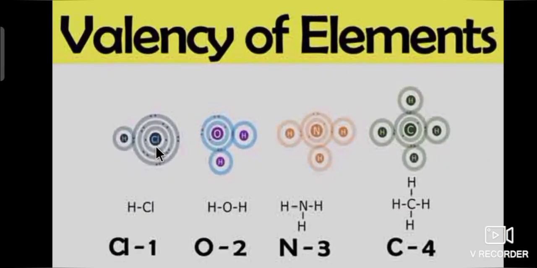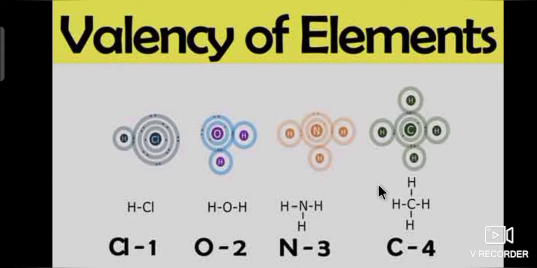Let's see some more examples for valency. In hydrochloric acid, the valency of chlorine is 1. In water, the valency of oxygen is 2, because oxygen is able to bind with 2 hydrogens to form water. So, the valency of oxygen is 2. In ammonia, the valency of nitrogen is 3, because nitrogen is bonded with 3 hydrogens. So, the valency of nitrogen is 3.